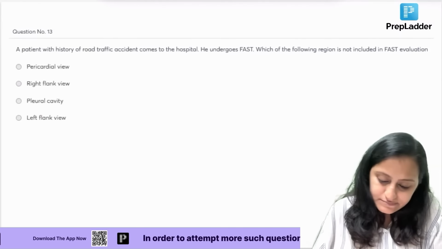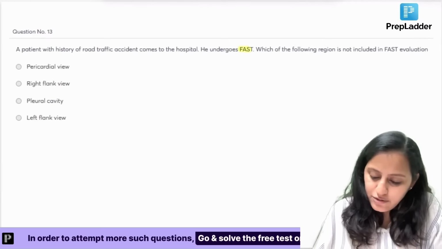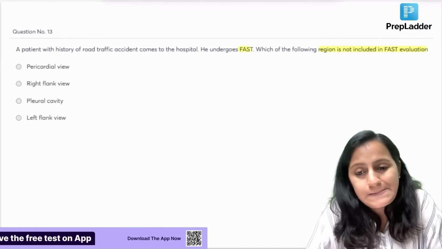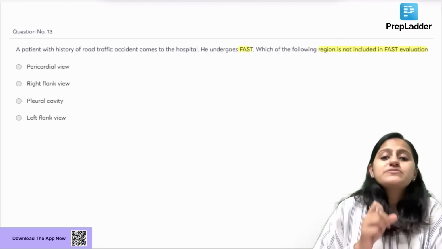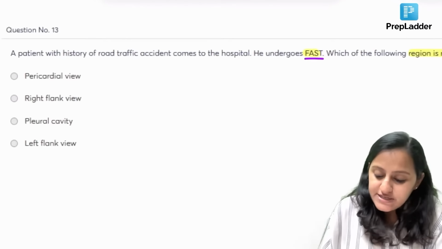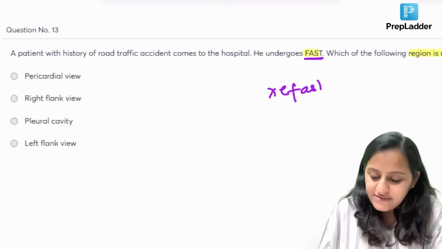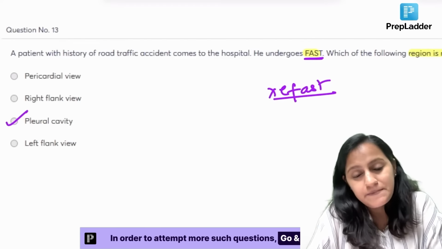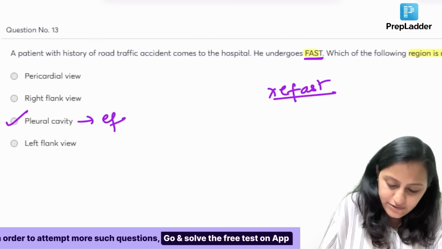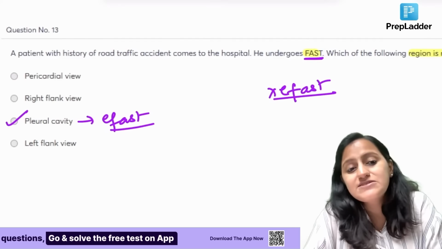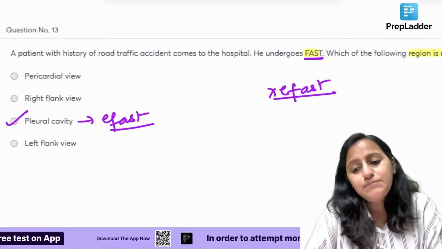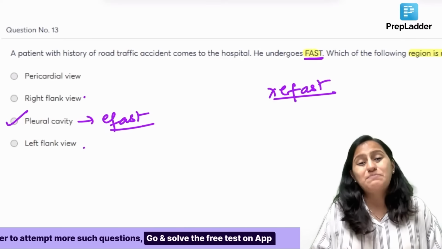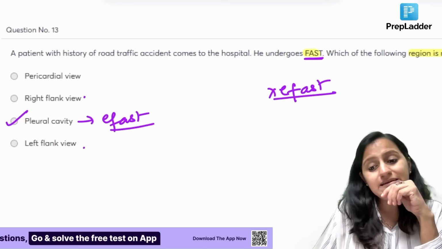Next one. A patient with RTA undergoes FAST. Which region is not included in FAST evaluation? So what is going to be the best answer here? The question is on FAST, not on EFAST. In FAST, the pleural cavity is not included. The pleural cavity is included in EFAST, not in FAST. So the answer here is going to be pleural cavity. Right flank view, left flank view, pericardial view, and pelvic view. The four areas that you have in FAST.